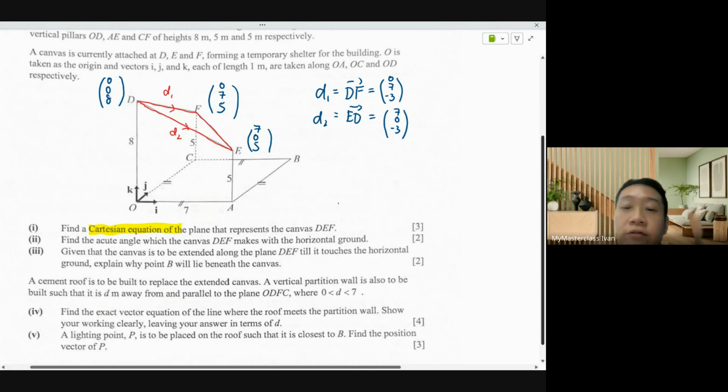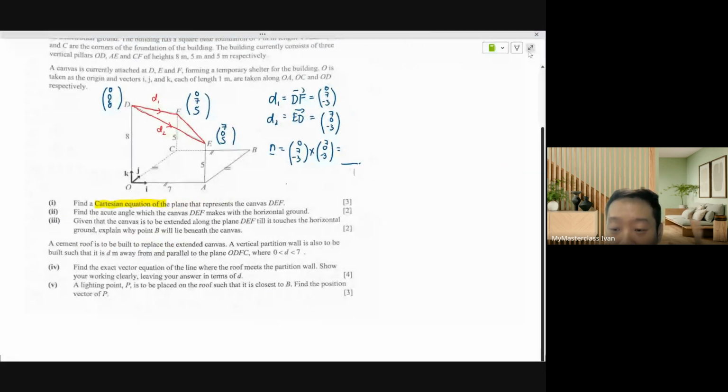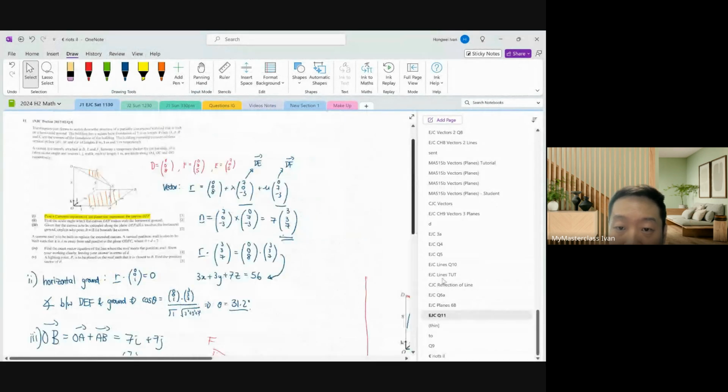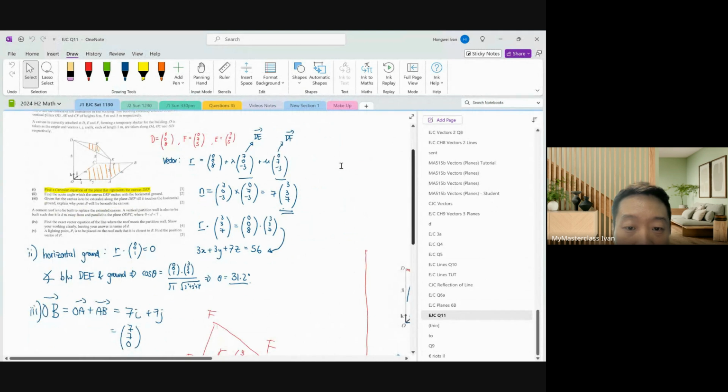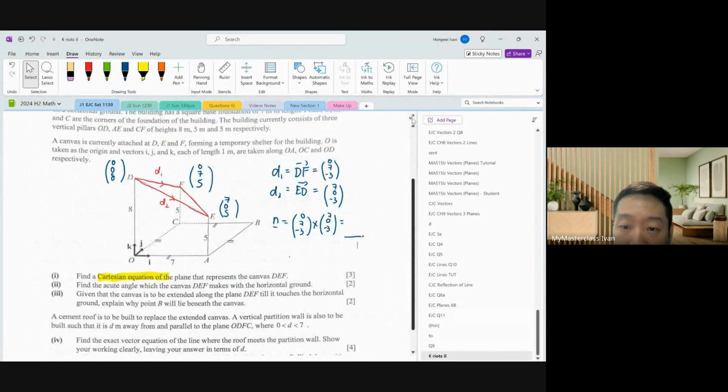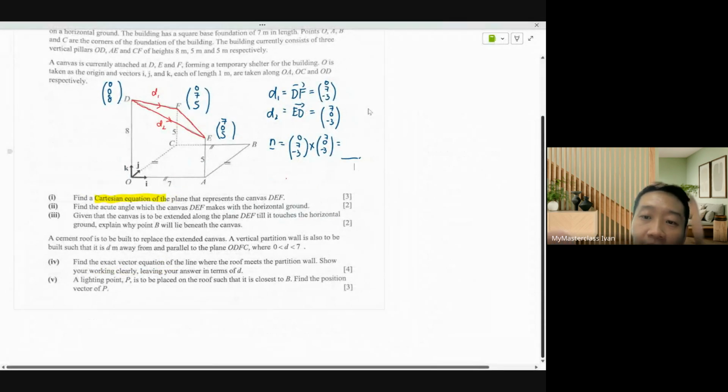How to form the normal, Josh? Cross it. So the normal, you just go and cross it. 0, 7, negative 3, cross 7, 0, negative 3. Okay, you are going to get something. Okay, let me just use the one from the previous week that I did. Okay, so I cross already, I get 337. Okay, so this is my normal. Can?